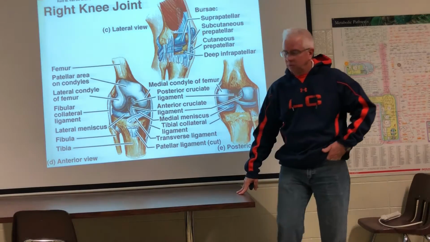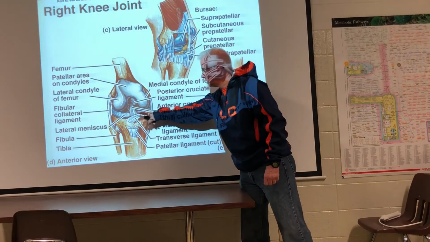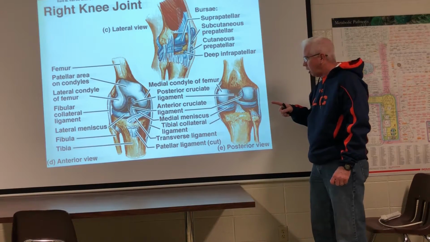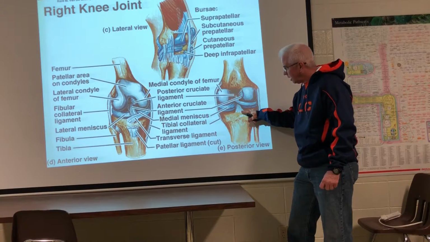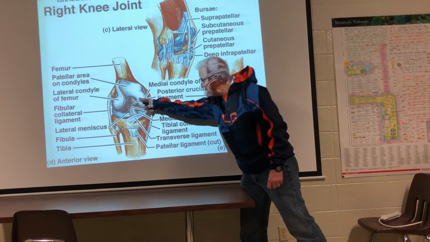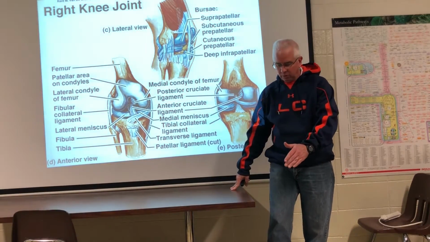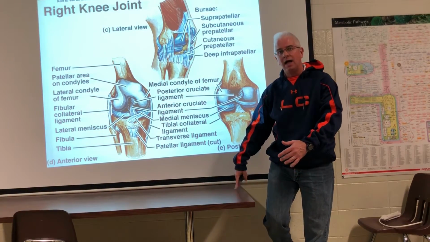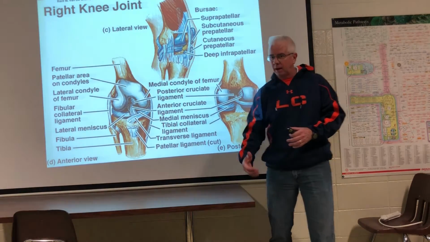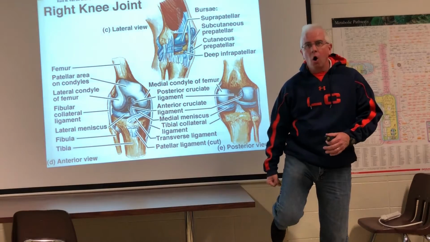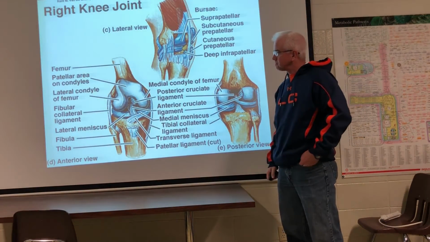So see, I'm moving that. This posterior cruciate ligament now is attached on the back of the tibia, and it is attached to the front of the medial condyle of the femur. So whenever you move your knee this way, that ligament goes tight. So you damage the posterior cruciate ligament by overflexion of the knee joint. That's the way you damage that.